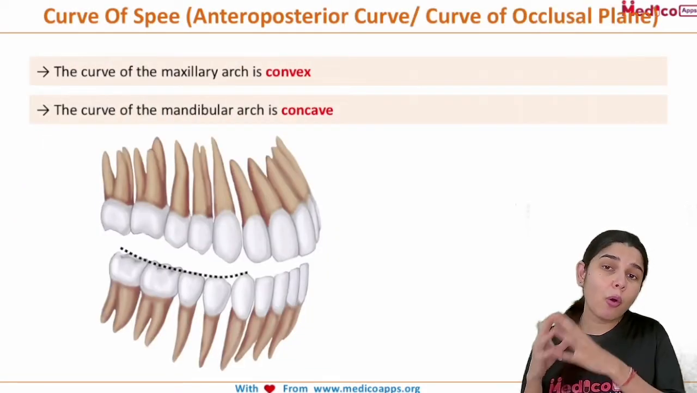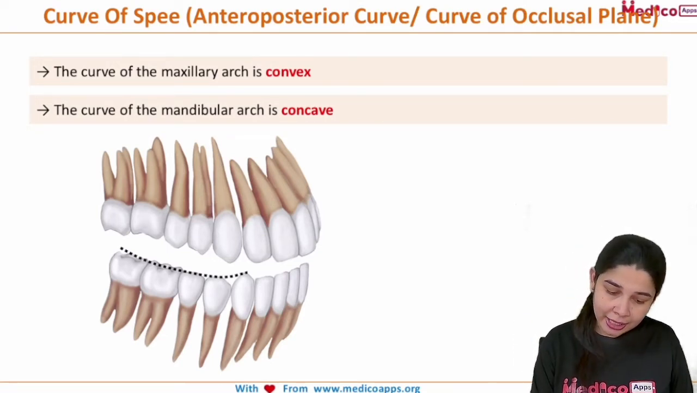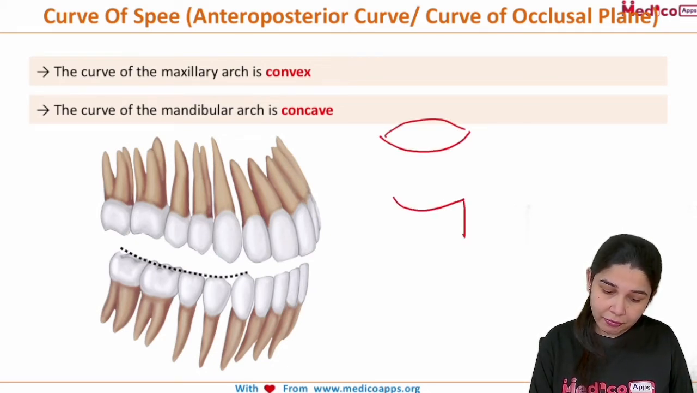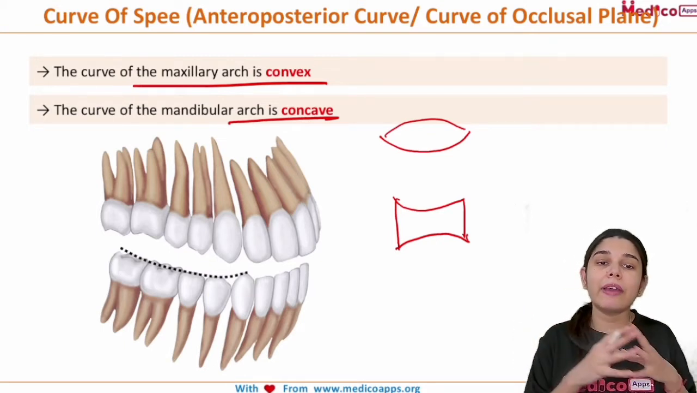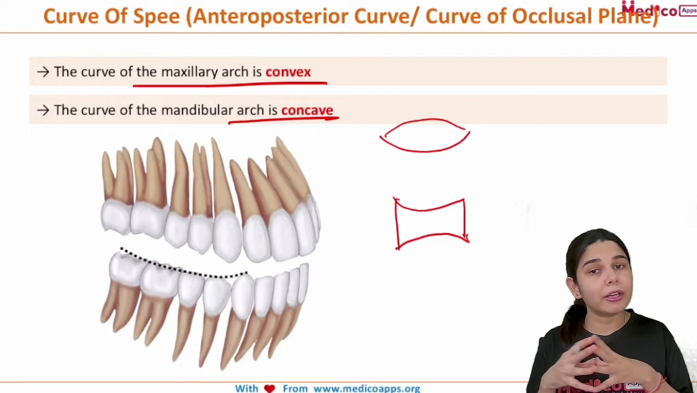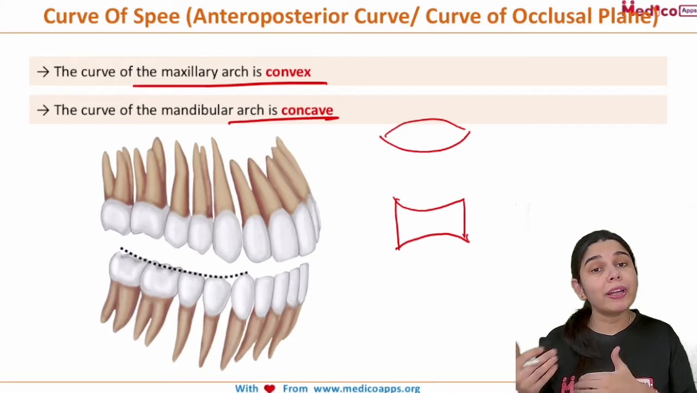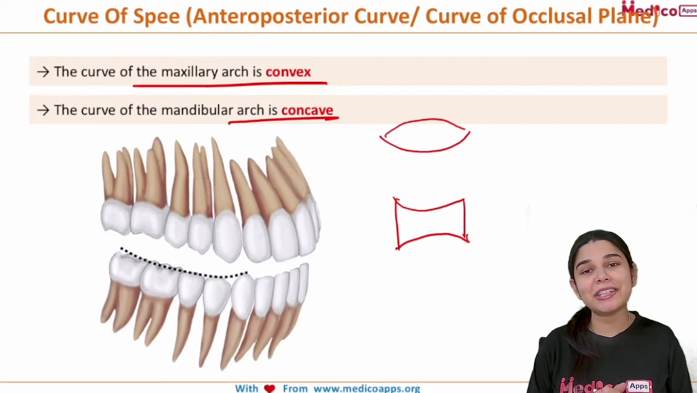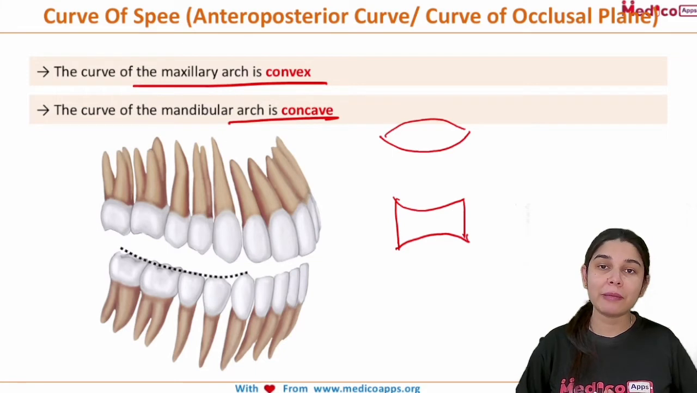With this, I also want to discuss the kind of curve it forms. The maxillary arch will form a convex curve, whereas a concave curve will be formed by the mandibular arch. So this is the curve of Spee, and I hope you have understood what exactly a compensatory curve, known as the curve of Spee, is. Now you can easily answer the question for your examiner, as well as from the MCQ point of view.